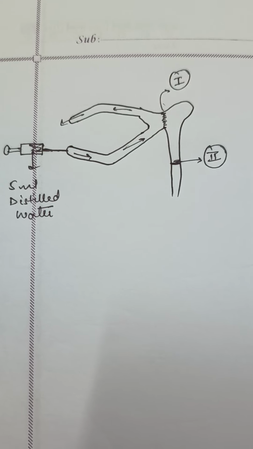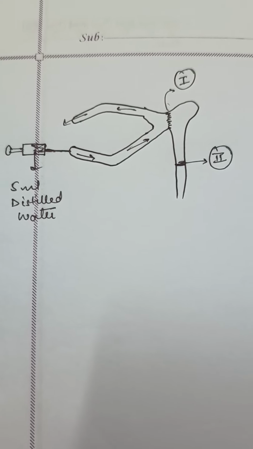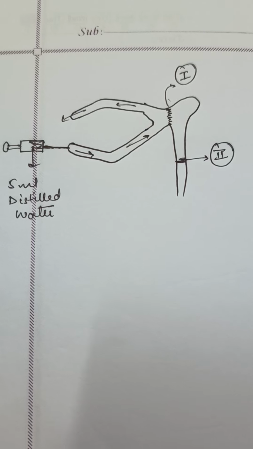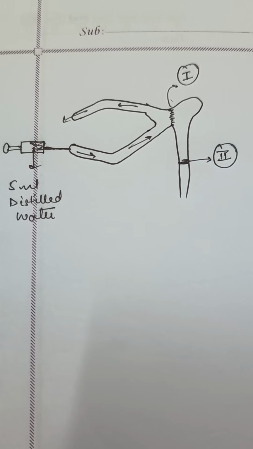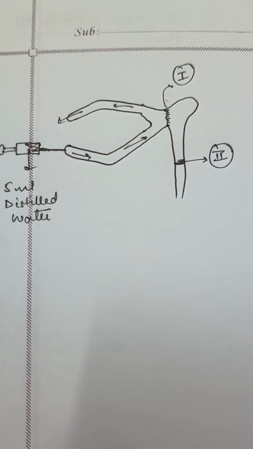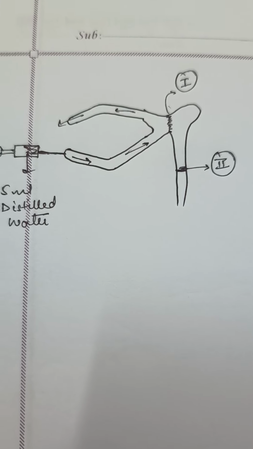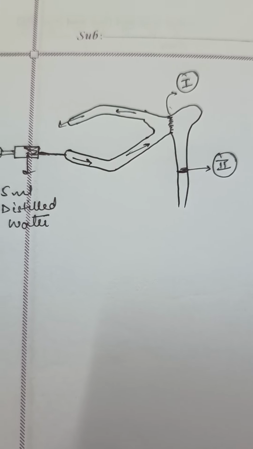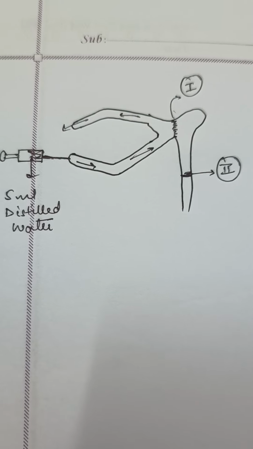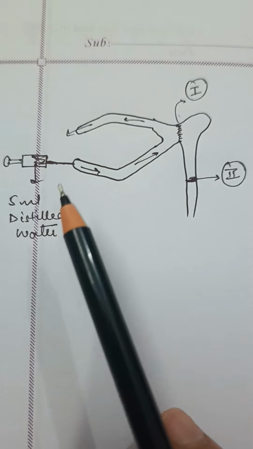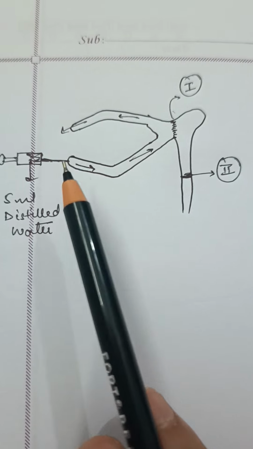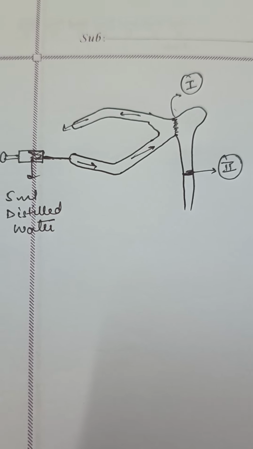So today we will learn about the patency test, that is the sac patency test. First of all, we will inject 4% lignocaine in the conjunctival sac to anesthetize the patient. Then we will take a syringe which contains 5 ml of distilled water.